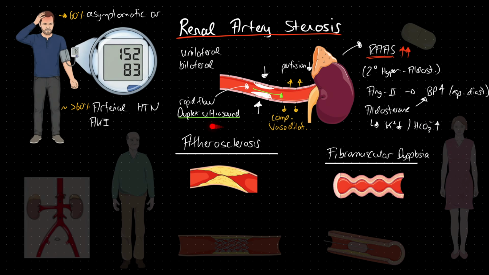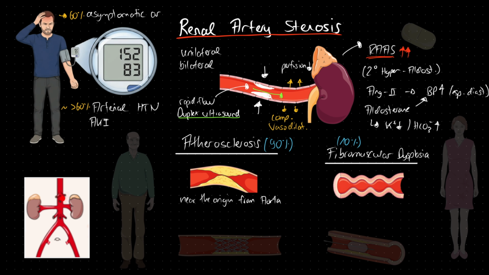Let's compare atherosclerotic renal artery stenosis and fibromuscular dysplasia. Atherosclerotic renal artery stenosis accounts for about 90% of cases and typically occurs near the origin of the renal artery from the aorta. Why is this? Because this is where turbulent flow is greatest, since blood flow changes its direction. And the more turbulence there is in the blood, the higher the risk of atherosclerosis.